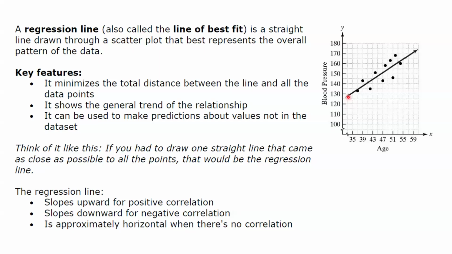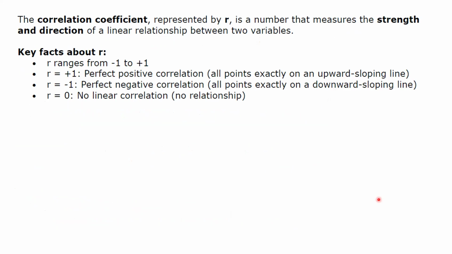Think of it like this. If you had to draw one straight line that came as close as possible to all points on your scatter plot, that would be the regression line. The regression line slopes upward for positive correlations, slopes downward for negative correlations, and is approximately horizontal when there is no correlation. So here's the really useful part. You can use the regression line to make predictions about values that aren't even in your data set.